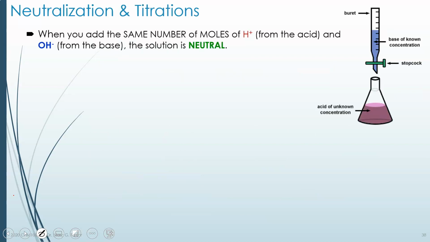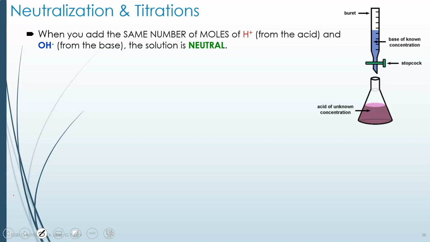So, as I said before, a titration is just a drop-wise neutralization. You do it drop by drop, and you have to add exactly the same number of moles of protons from the acid as you do hydroxides from the base. And remember, some acids could have 2 protons, and some bases could have 2 hydroxides. Some acids could have 3 protons. So you have to be aware of that.